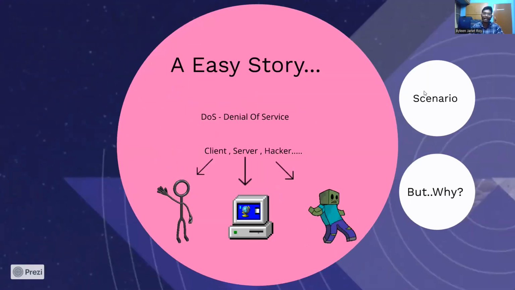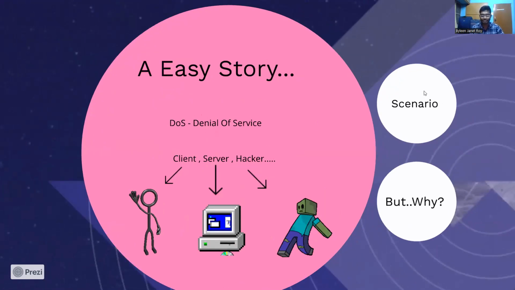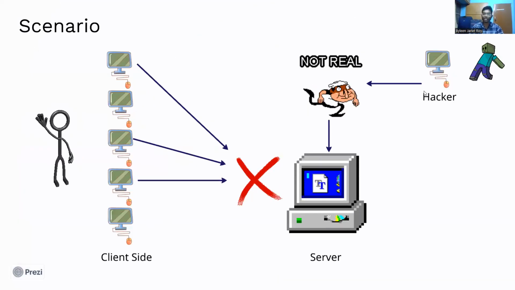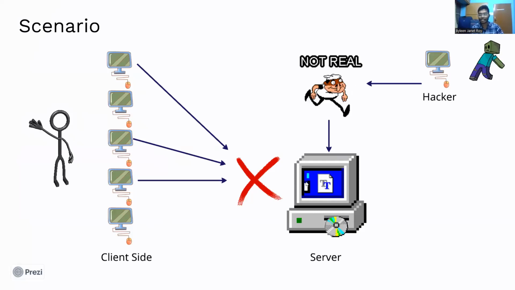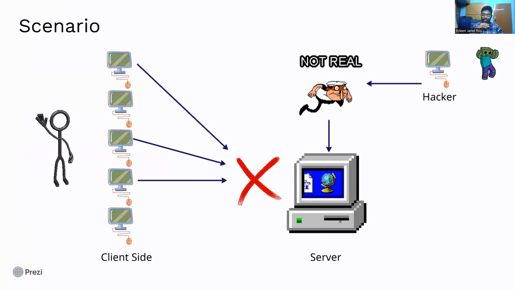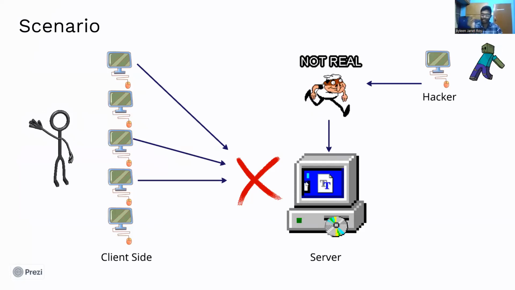As I said earlier, DOS stands for denial of service, and we have three major roles played here: the client, the server, and the hacker. I'll give a basic example scenario to explain DOS. If you can see the server system over here, it gets the request from the client, acts according to the request, and gives the feedback or result to the client, right?